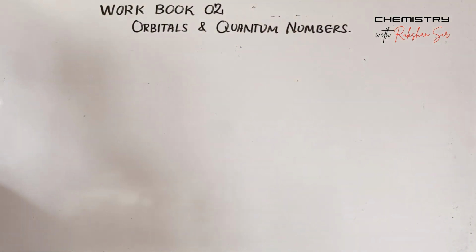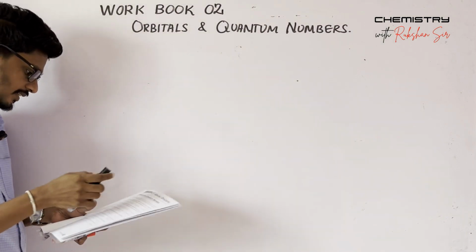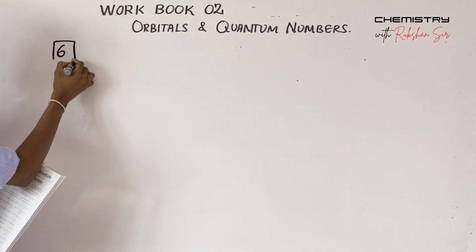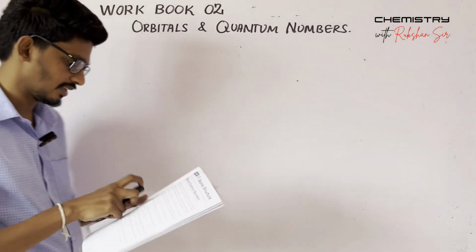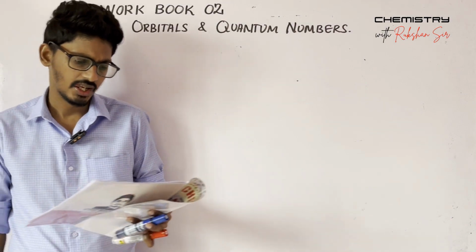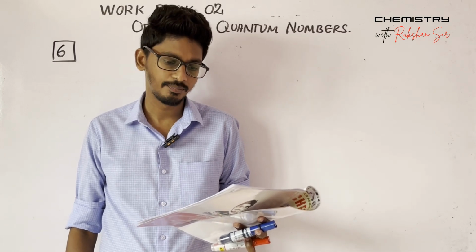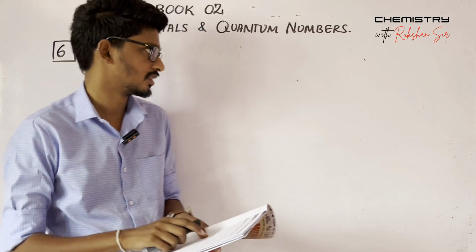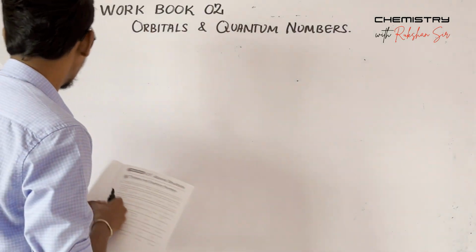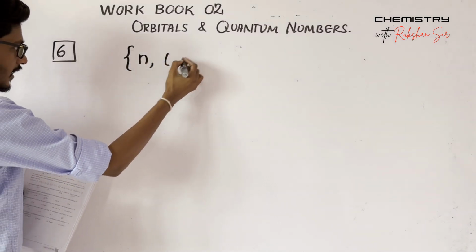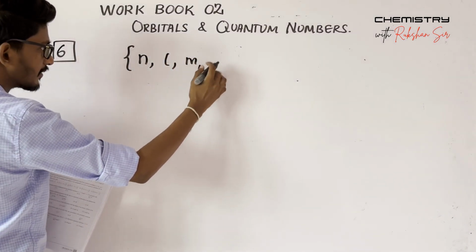Now we are coming up to MCQ number 6. See what they are saying: which quantum numbers are associated with the shape of an atomic orbital in an atom? Basically you have 4 quantum numbers for an atom: n, l, ml and ms.